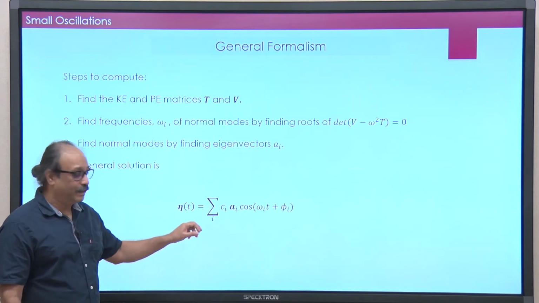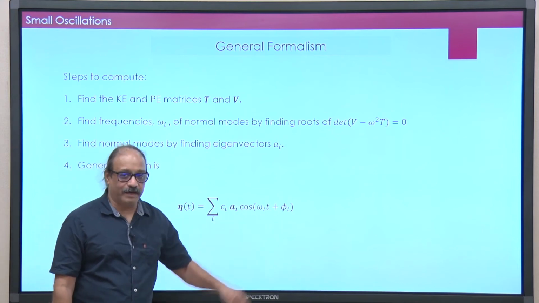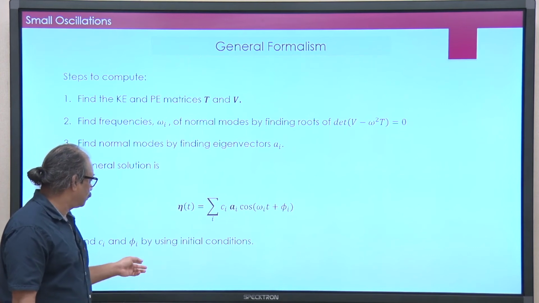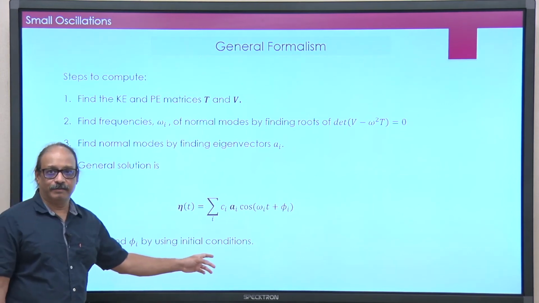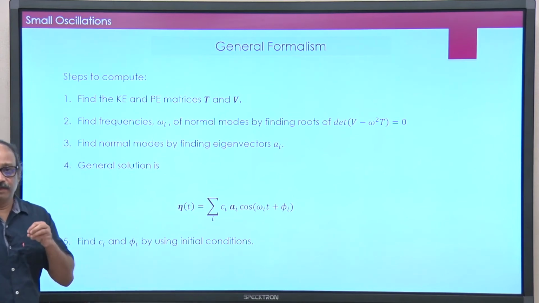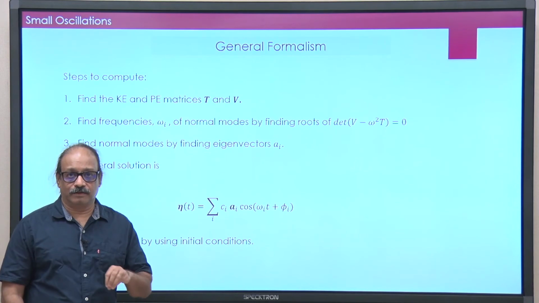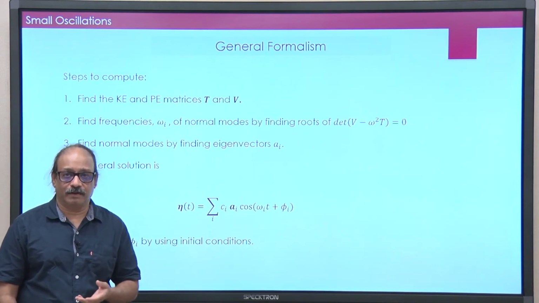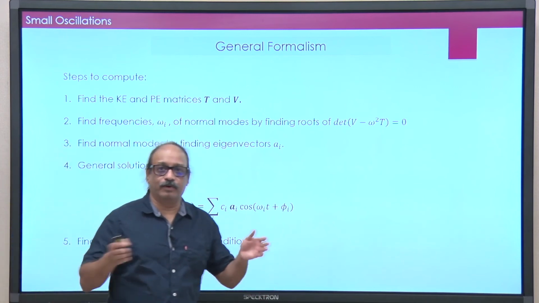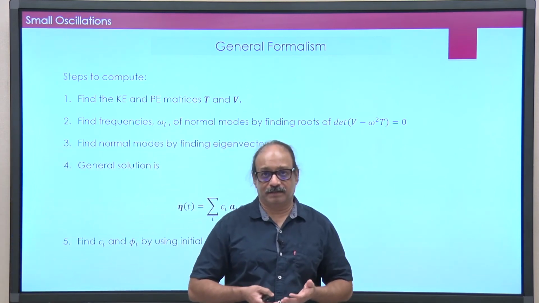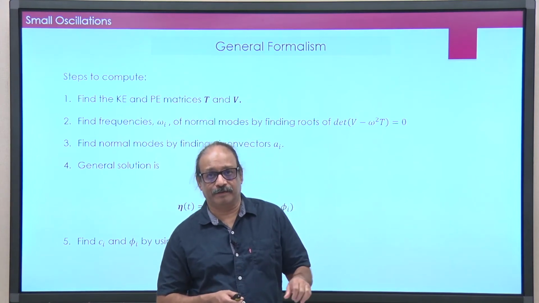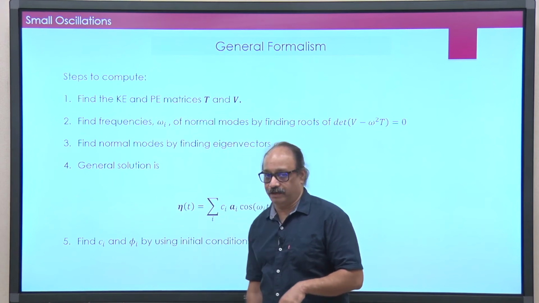And finally, I need to determine C i's and phi i's. There are two unknowns there still, and those two unknowns can be obtained by looking at the initial conditions at t equal to 0. We know the initial values of the coordinates and we know the initial velocities. Okay. So, once we know that, this is done. So, you see the entire program of small oscillation problems is a mechanical procedure, you can come to the answer very quickly.